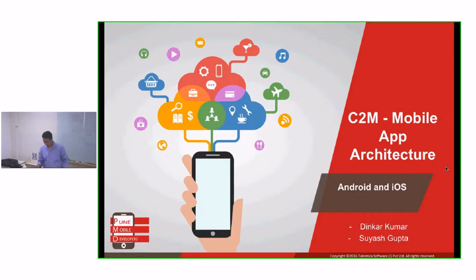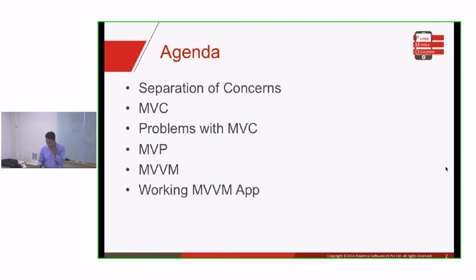So first of all, let me tell you the agenda. I'm going to start with the separation of concerns, then a very small demo example of MVC using no dependencies. Then the problems with Apple MVC, then I'll do MVVM. Then the evolution of MVVM. After that, the evolution of MVP, then MVVM comes, and then I'll show a small example of MVVM.